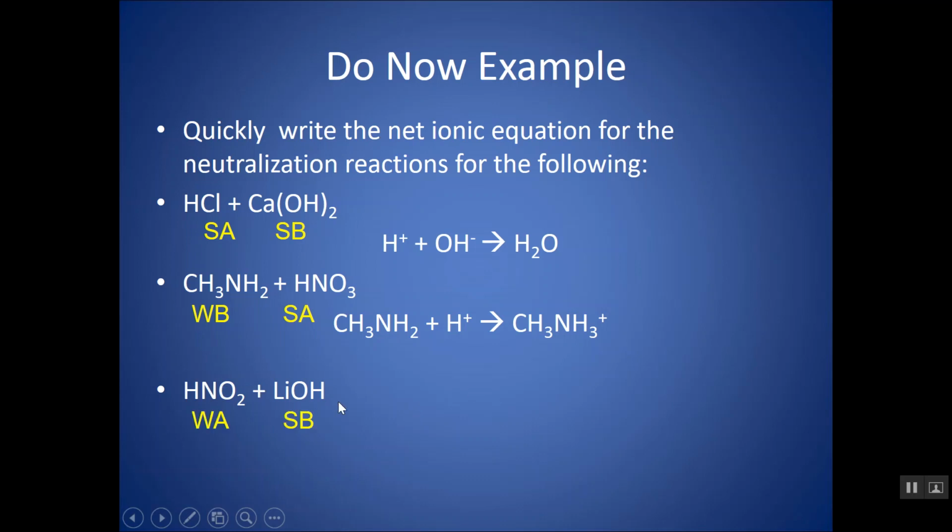This is a weak acid and a strong base, so this one would not 100% ionize. This one would into Li+ and OH-, and it's the OH- that would react with this weak acid to produce water, and then the conjugate base after the acid donates its H+ to OH-.